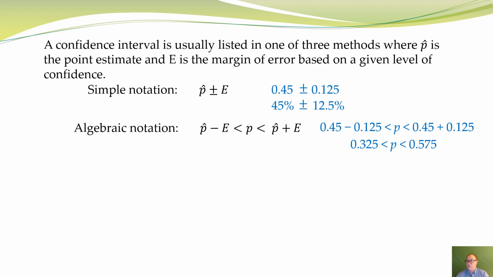Now, that's in decimal form. We can also look at this in percent form. This would mean that P is greater than 32.5%, less than 57.5%.